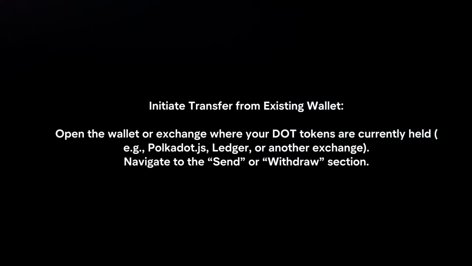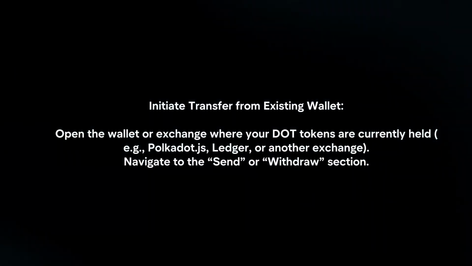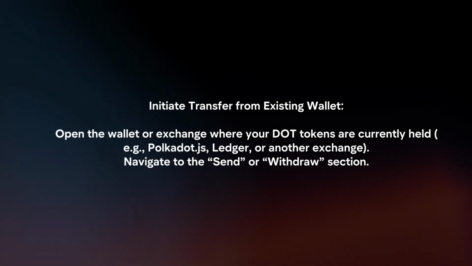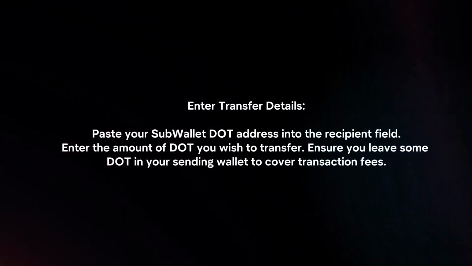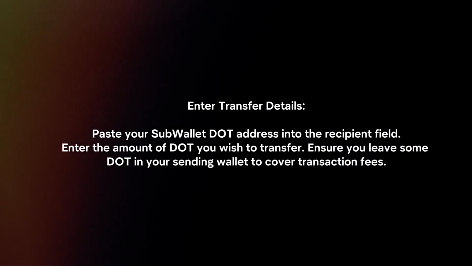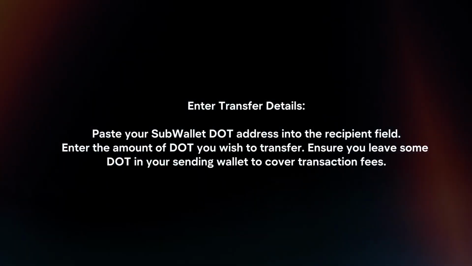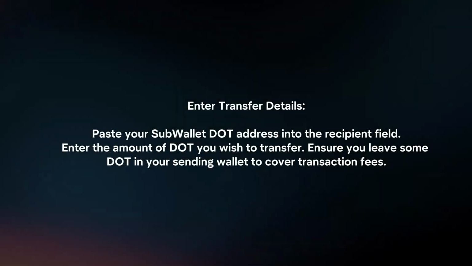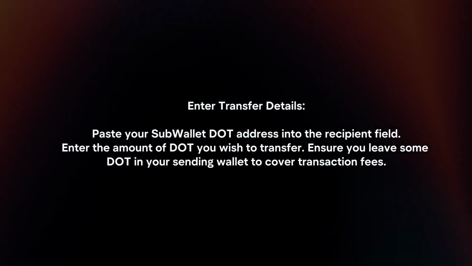Open the wallet or exchange where your DOT tokens are currently held. Navigate to the Send or Withdraw section. Enter transfer details. Paste your Subwallet DOT address into the recipient field. Enter the amount of DOT you wish to transfer. Ensure you leave some DOT in your sending wallet to cover transaction fees.